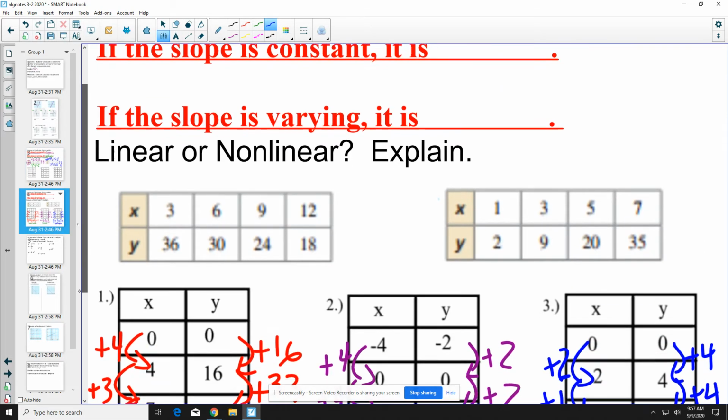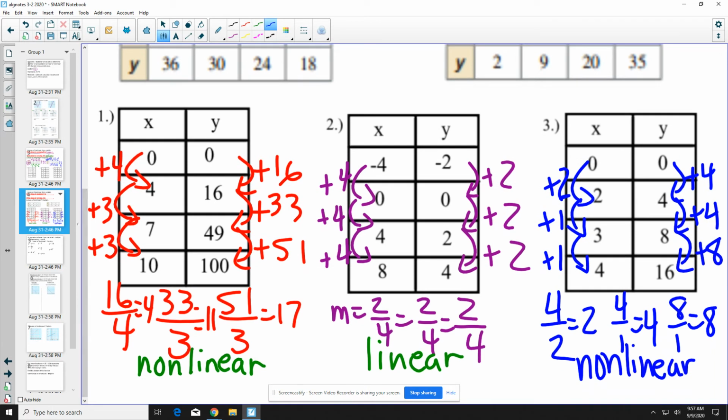All right, let's see how we did. On the first one, when you did change in y over change in x, first you get 16 over 4, then 33 over 3, and then 51 over 3. Well, those don't equal each other. 16 over 4 is 4, 33 over 3 is 11, 51 over 3 is 17. That's non-linear because the slopes were different.